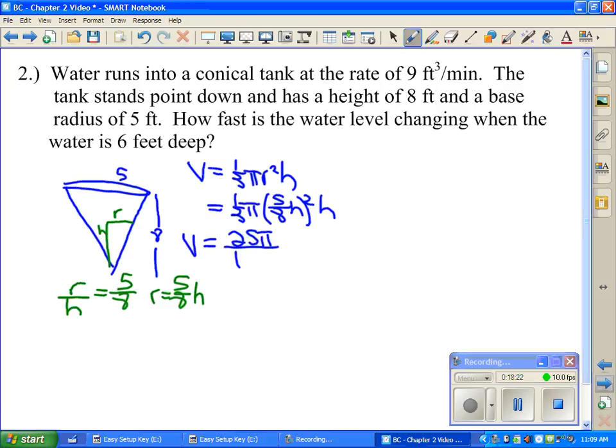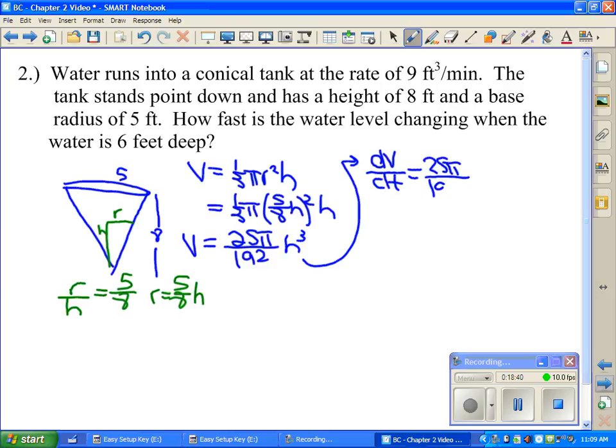Okay. So now we take the derivative of both sides with respect to time. So make sure you actually write rates on both sides. Don't just write dV because that represents change in volume. It doesn't represent a rate. So this side here will be 25 pi over 64 h squared dh dt.